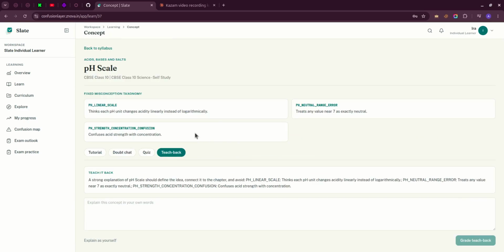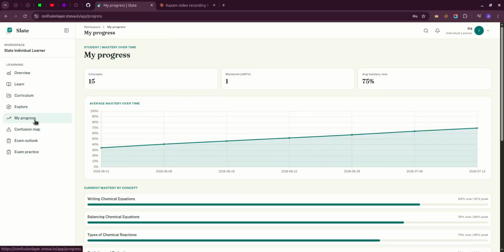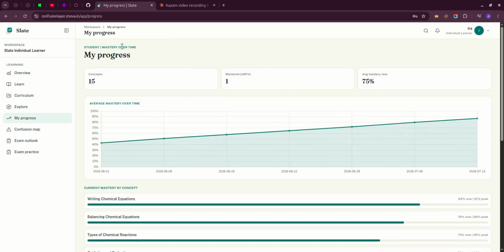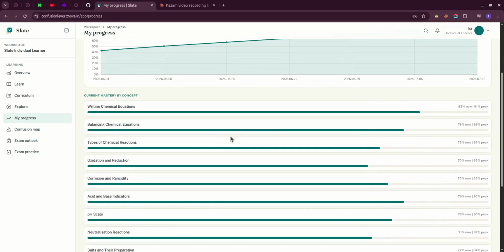Now look at the main difference. Slate tracks mastery by concept. It does not only store whether a quiz was correct or wrong. It tracks current mastery, peak mastery, mastery over time, last review, quiz attempts, teach-back quality, and confusion risk.